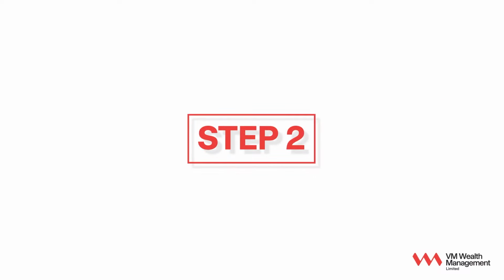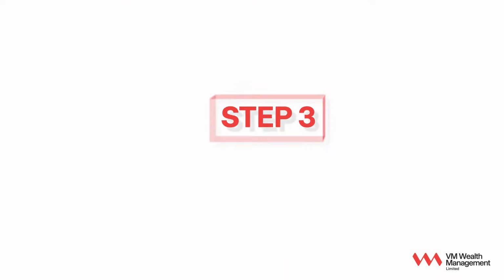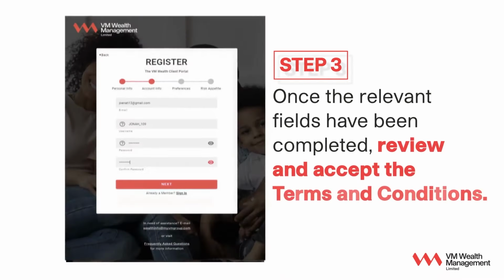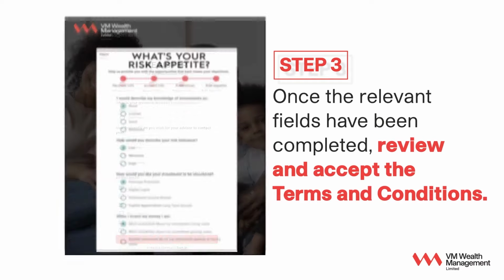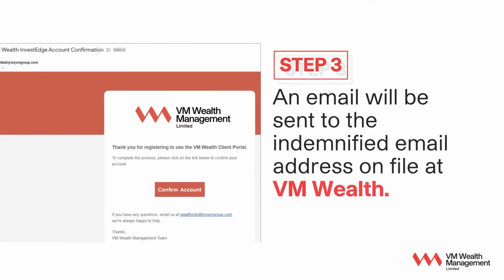Step 2. Complete the registration by entering the relevant information in the fields requested. Step 3. Once the relevant fields have been completed, review and accept terms and conditions. Select the Register button to submit the information entered. An email will be sent to the email address on file at VMWealth.